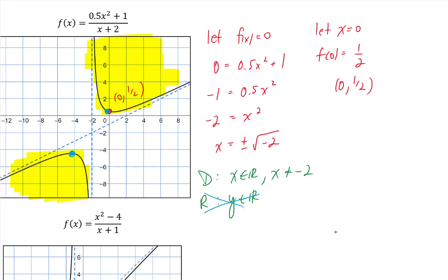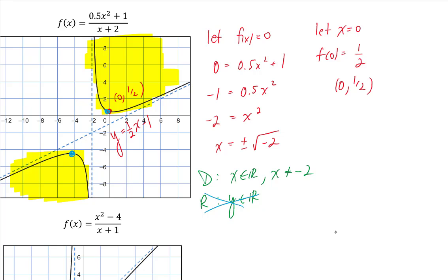There is a vertical asymptote at x equals negative 2. And notice there is no horizontal asymptote. We have what's called a slant asymptote. And it is actually an equation of a line, y equals 1/2 x minus 1.